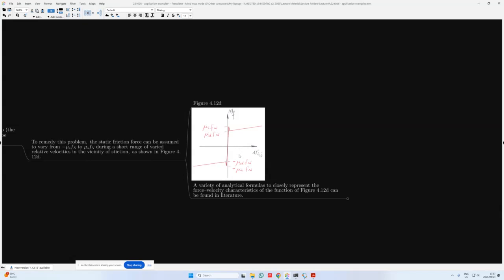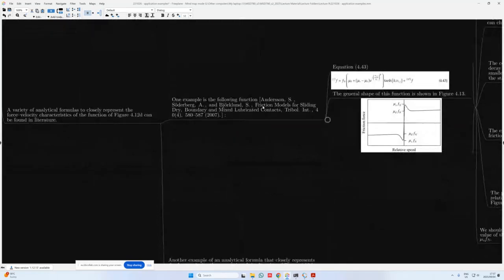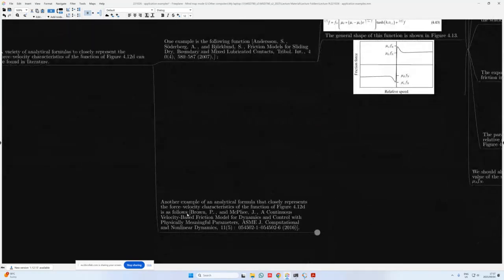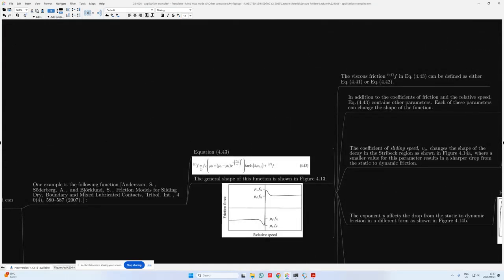A variety of analytical formulas to closely represent the force velocity characteristics of the function of figure 4.12d can then also be found in literature, and the two that we are going to consider is Anderson et al. and then also the study done by Brown et al. So starting with Anderson's study, equation 4.43 shows the equation that we use to calculate the friction force in this case. So you'll see we have two terms over here.